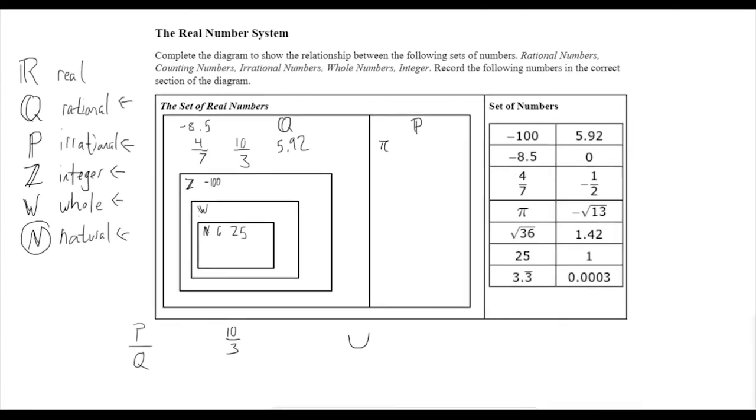0 is the only number which satisfies the whole numbers, but not the natural numbers. So 0 will be the only addition to the set of whole numbers. Minus 1/2 is already in rational form. Minus the square root of 13: 13 is a prime number, so the negative of the square root of 13 will be irrational. 1.42 can be shown as a rational fraction. 1 is the first natural number. And finally, 0.0003 is itself a rational number.